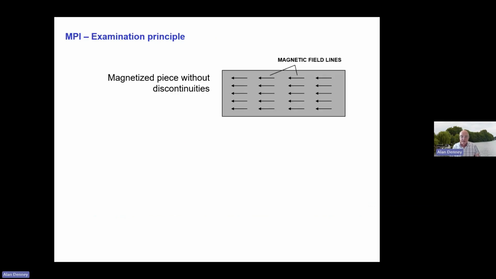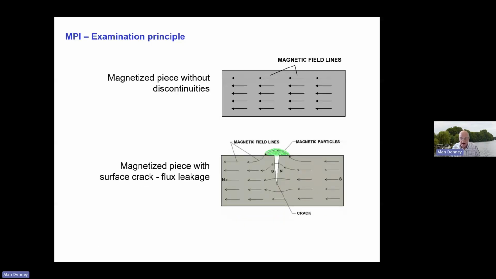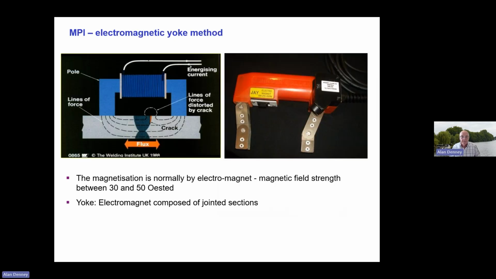The principle is, well, if you've got a magnetized piece without discontinuities, then you establish a magnetic field and you get those magnetic field lines. But if you've got a crack, then you get something called flux leakage. And you get local north-south magnetic poles formed, and you've got the magnetic particles there piling up on the surface, which are attracted to the indication there, to the defect there.